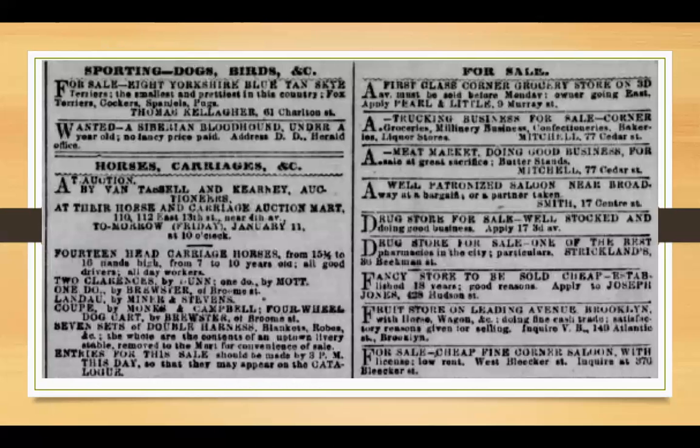So in this particular issue, the advertisements are categorized by what kind of products or service they're advertising. The ads are listed under category, which is in bold, all caps, as right here. Some examples of the products and services that are being advertised are dogs, horses, businesses for sale, and amusements like theater shows and operas. So here's sporting, dogs, birds, horses, carriages, and then all the for sale stuff right here.